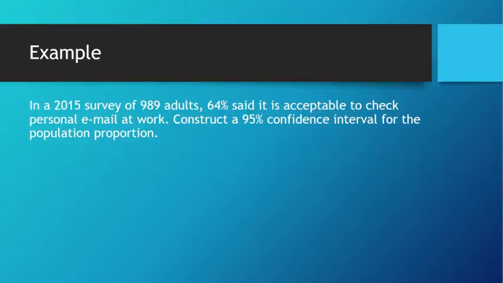Okay, so the example we're going to look at, we have a survey of adults. 64% said it is acceptable to check personal email at work. And we want a 95% confidence interval for the population proportion. So out of all adults, what percent of them think that it's okay to check their personal email at work?